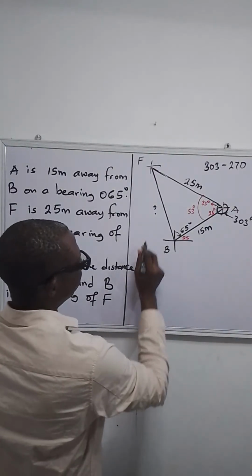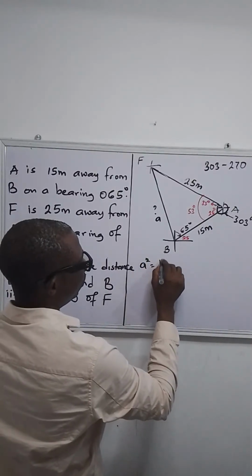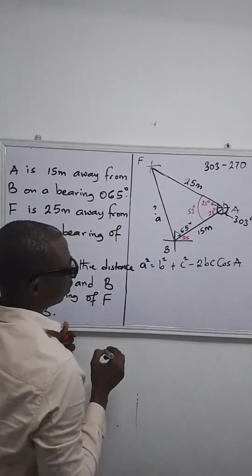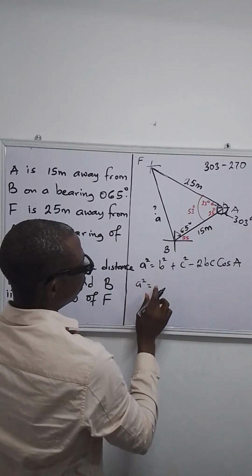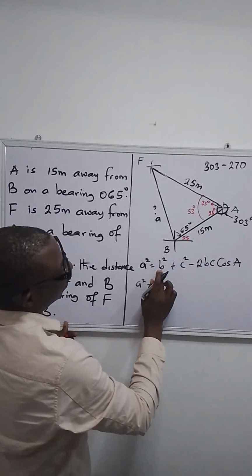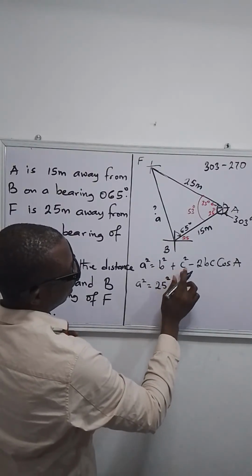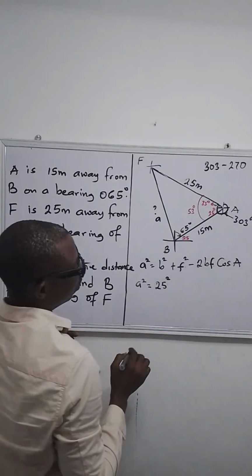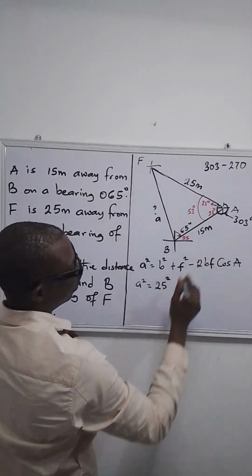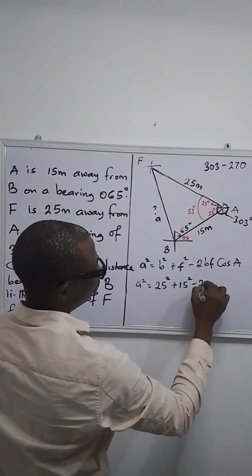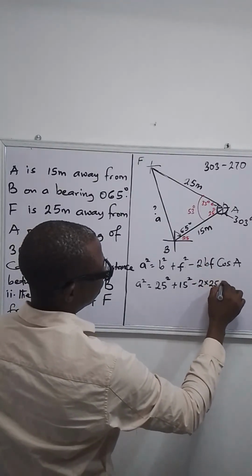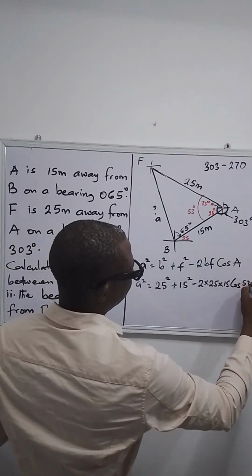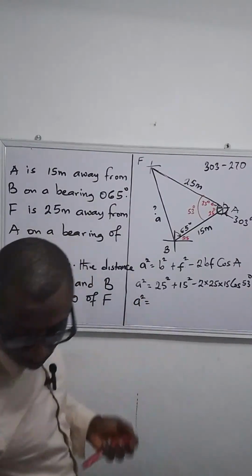Okay, so we can now go ahead and find the distance here. We want to get side A. So we have A squared equals B squared plus C squared minus 2BC cos A. Now here we have B to be 25 squared, and our C is F here, so we can change this to F. So we have F squared, plus 15 squared, minus 2 times 25 times 15 cos the angle here, that's 53 degrees.